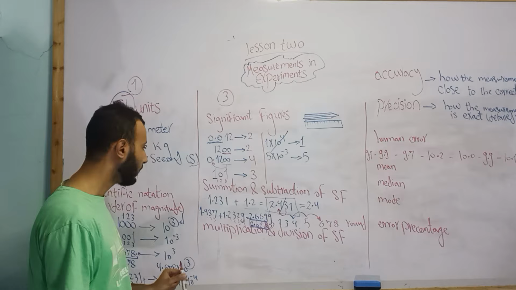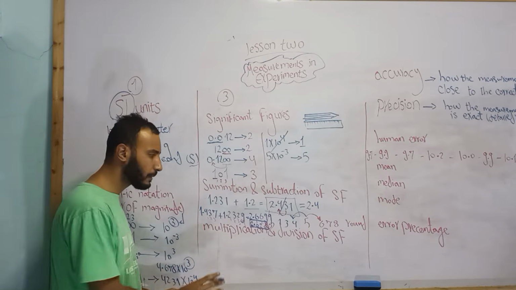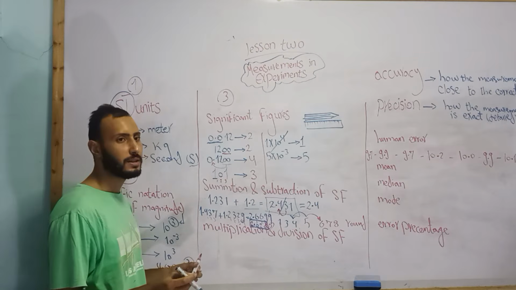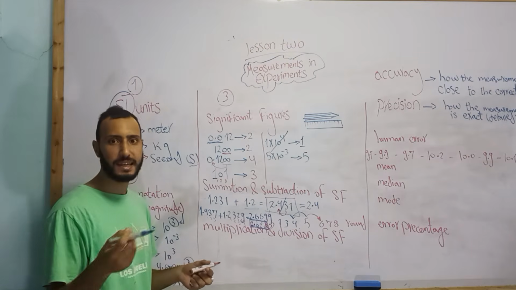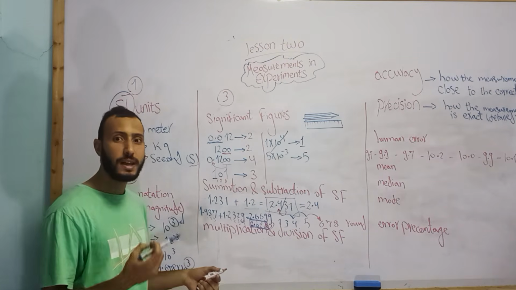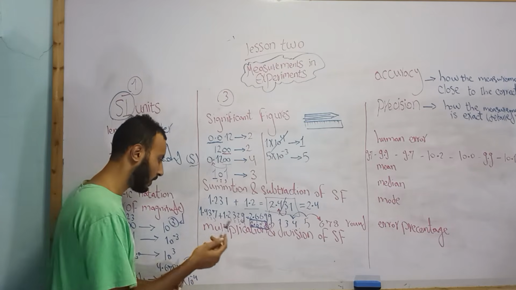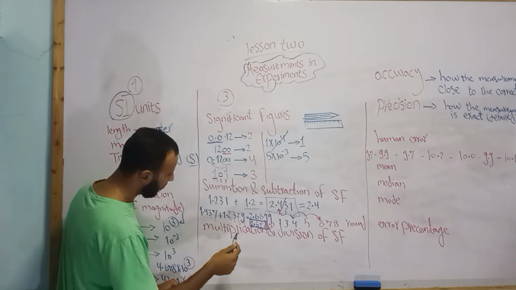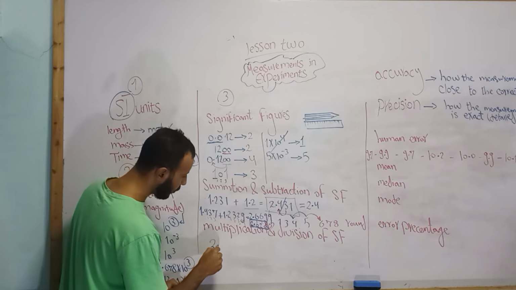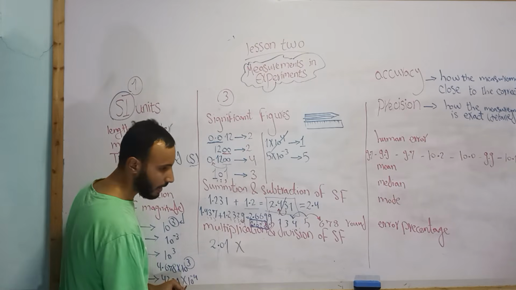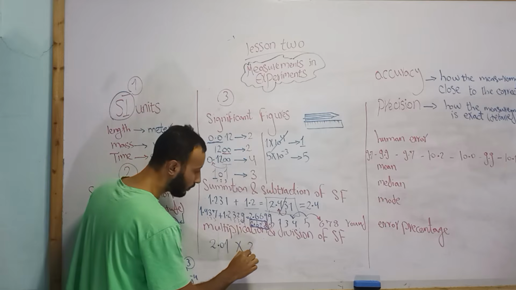2.670. Okay? And for the multiplication, it's a little bit near or similar to this one. But instead of saying we take the least number of decimals, we say we take the least number of significant figures. And what I mean by that, if we have 2.01 and here times we have 2.